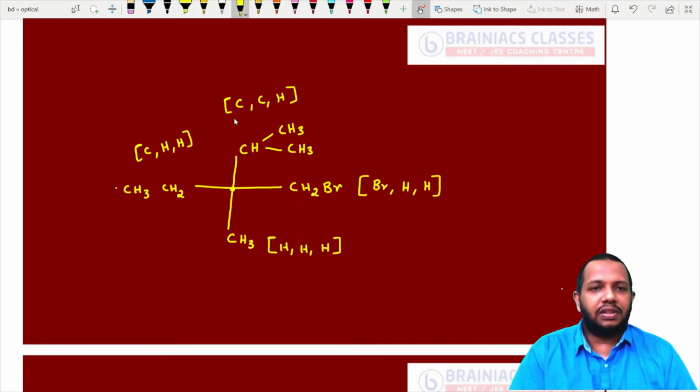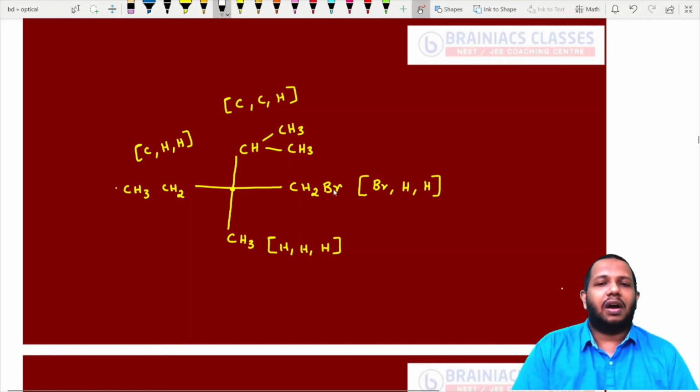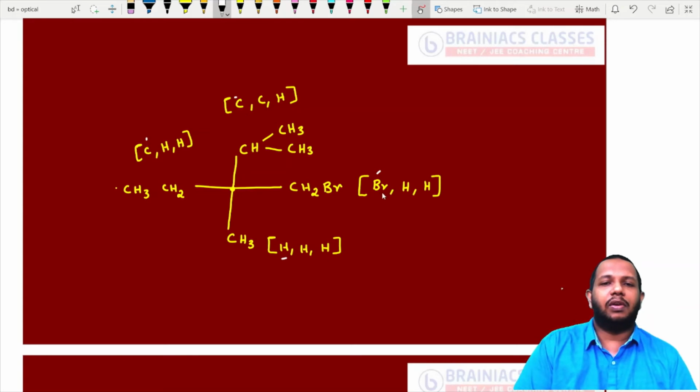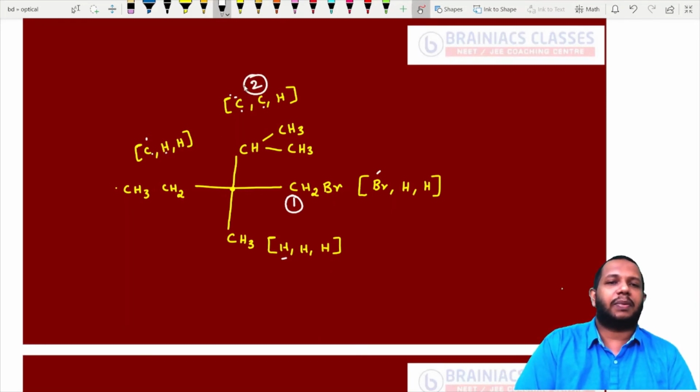Now we know that with carbon atom we cannot find it out. After carbon atom, who is having the highest atomic number? Carbon, bromine, hydrogen, or carbon? We know it is bromine, so this is having higher priority. After bromine, we have carbon, carbon and hydrogen. So both are carbon. Then go to the next one. Here also it is carbon, here it is hydrogen. So this is having the second priority. Then comparing this one, this is carbon and this is hydrogen. So this is third priority and this is fourth priority.